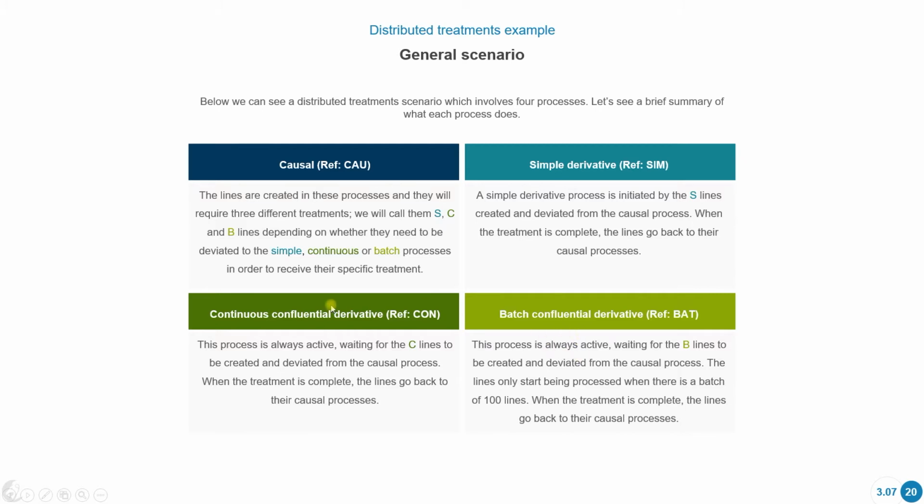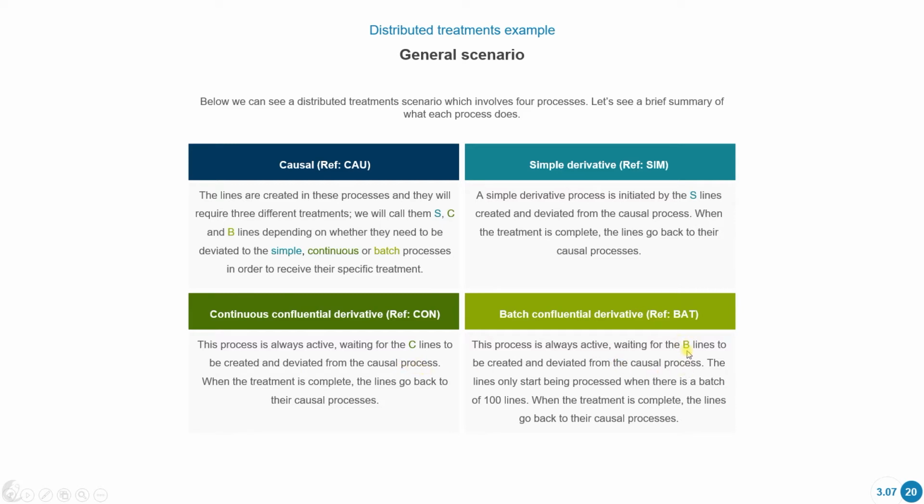It's similar to the previous one we just explained, but it has a slight little difference. This process is always active. Okay, we can see it's exactly the same as the previous one, where we also said this process is always active. But in this case, it says it's waiting for the lines B to be created and deviated from the causal process. This would be exactly the same. But this one here is waiting for the lines of the class C to be created and deviated from the causal process. Okay, so until here, it's quite similar.